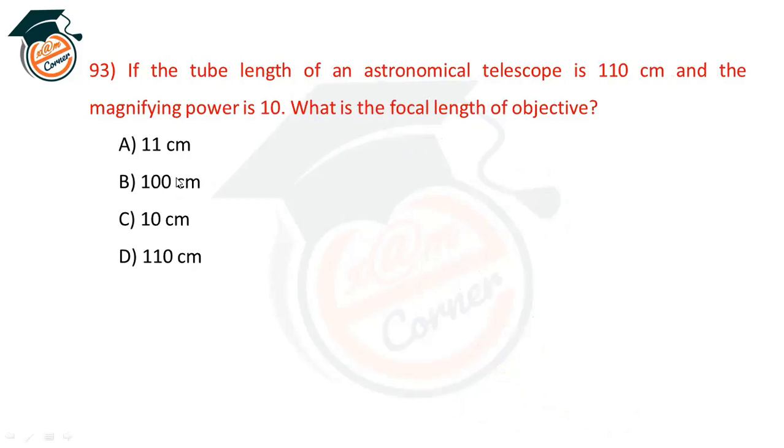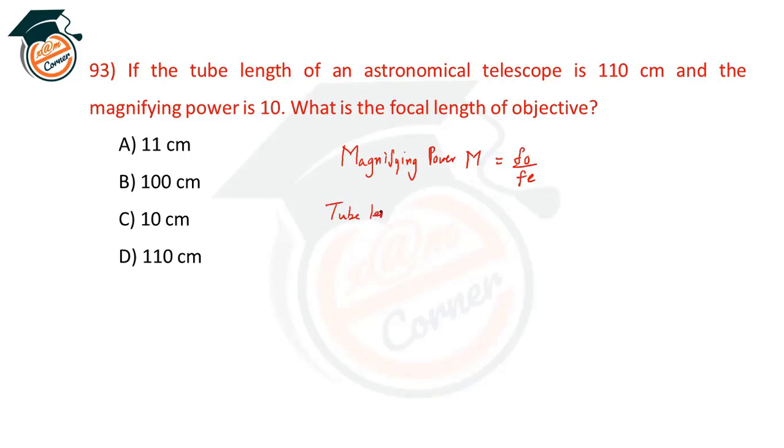Then let's go to the next question. The next question is: the tube length of an astronomical telescope is 110 centimeter and the magnifying power is 10, what is the focal length of the objective? Okay, we should know that the magnifying power M is equal to the focal length of the objective by the focal length of the eyepiece.